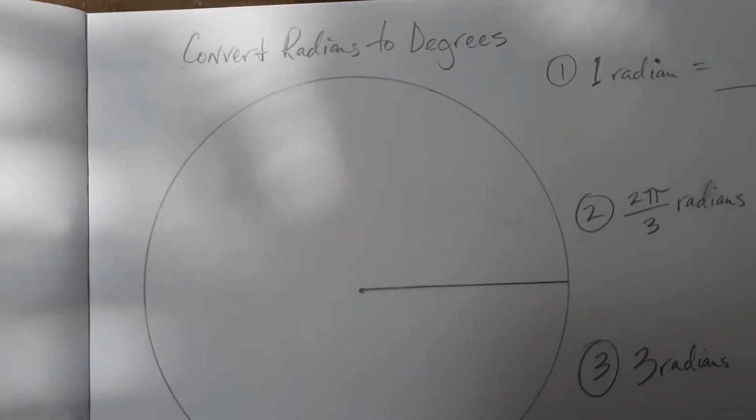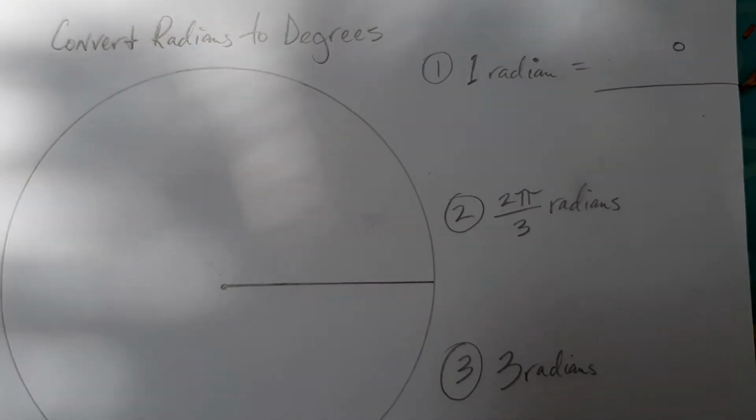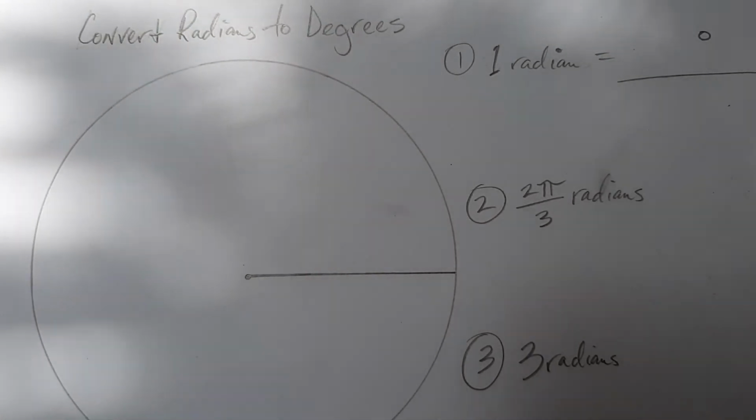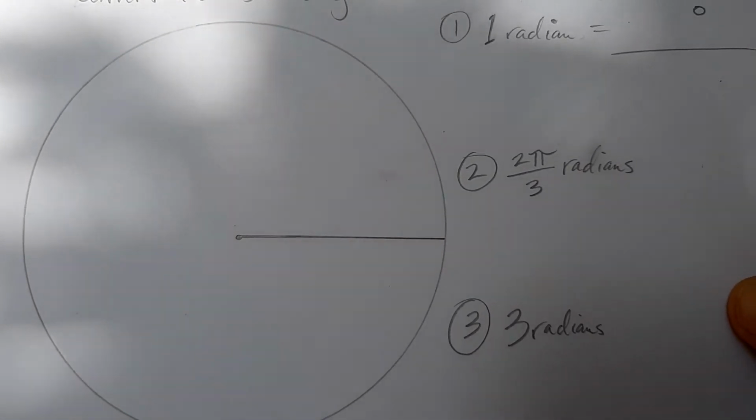Okay, last part of lesson 3 here. We're going to convert radians to degrees. And so you probably got all this, and you know me, I'll go through this and really overdo it. But so please pause the video. 1 radian equals how many degrees?